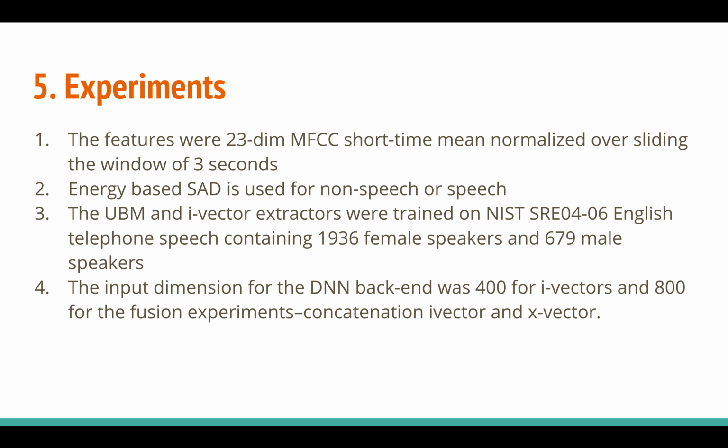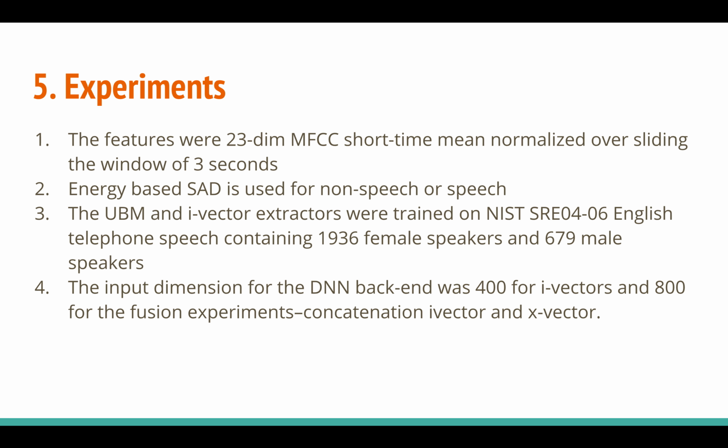Then for the iVector baseline, they have used this UBM, Universal Background Model, trained with SRE 4 and 6 English telephone corpus, which is huge data. And once they train the GMM UBM model, they get the total variability matrix and generate the iVectors. For those iVectors, they can fit a DNN, or they can fit, say, an SVR, which is a support vector regressor.